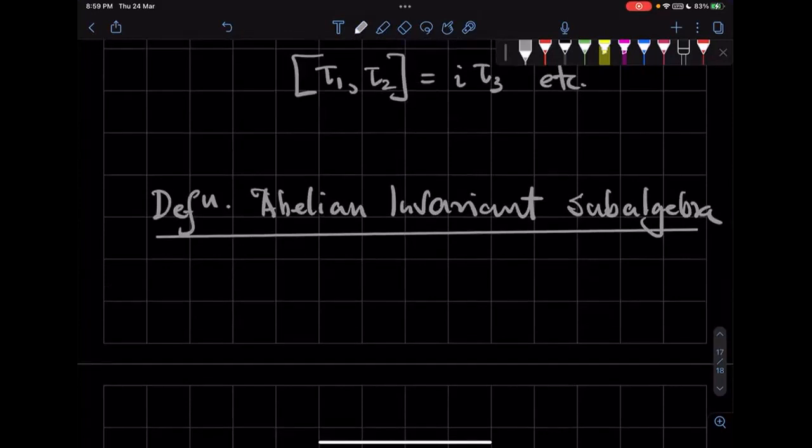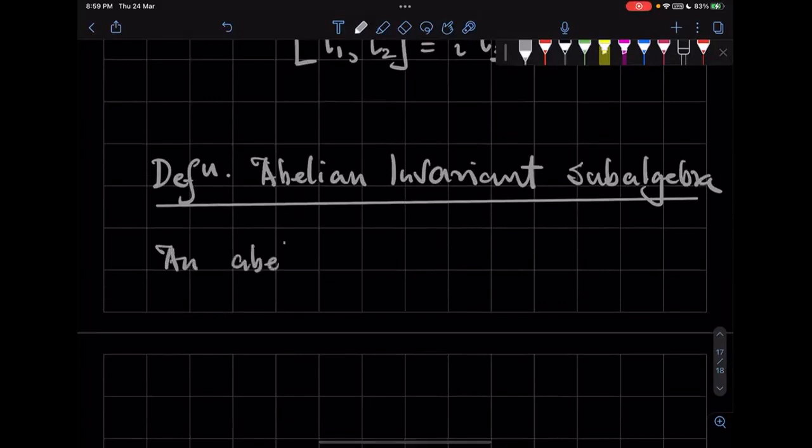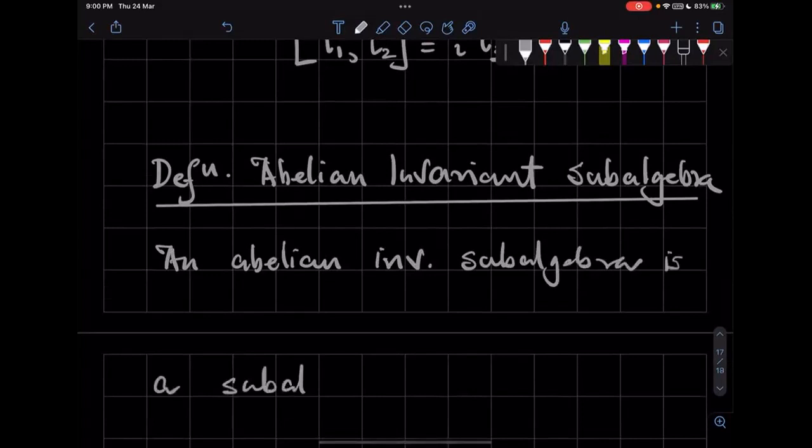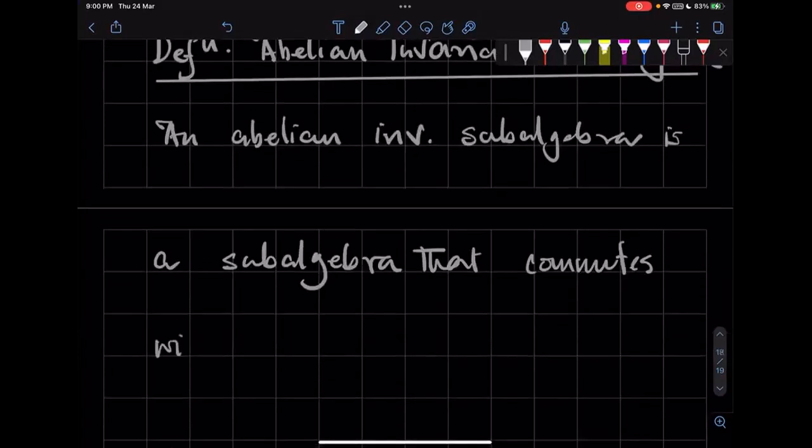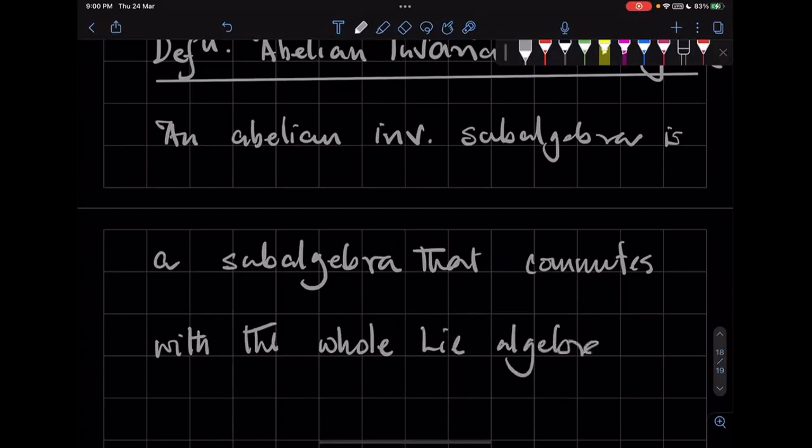So an abelian invariant subalgebra is a subalgebra that commutes with the whole Lie algebra. Okay, and that would be abelian. So can you think of an example of an abelian invariant subalgebra?